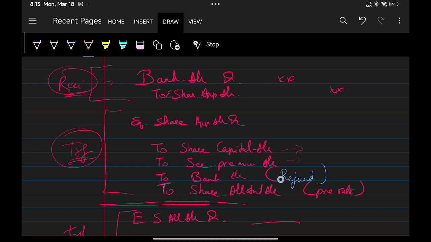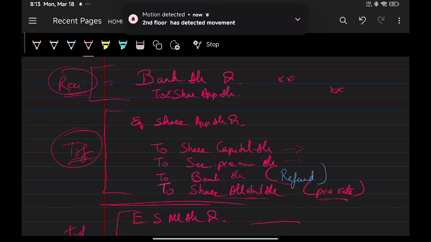If there is an extra amount, we have to do the refund. If it is on a pro rata basis, we have to transfer the money which is received in the application to the allotment. What is the road? Allotment, you should not pass both. Automatically it will be set. We will see clearly while doing the sums.